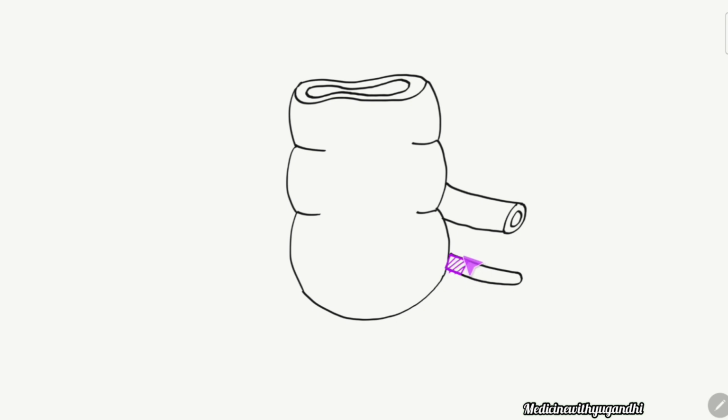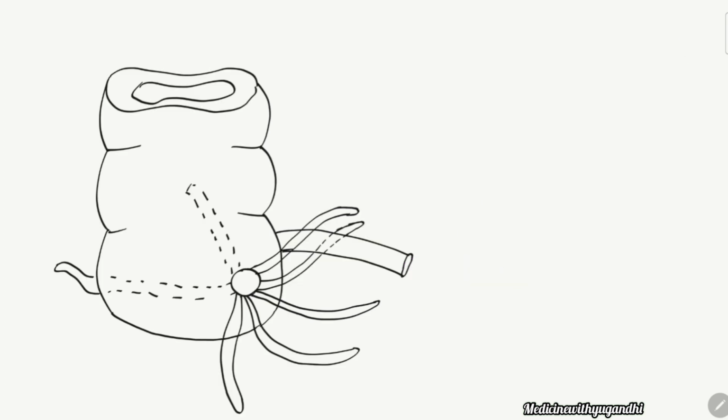So this does not move, and a body and a tip. See, this tip can point in any direction. Based on that, the position of the appendix varies. Now let us see the positions of the appendix.